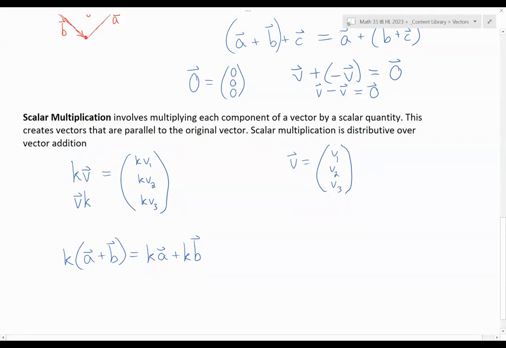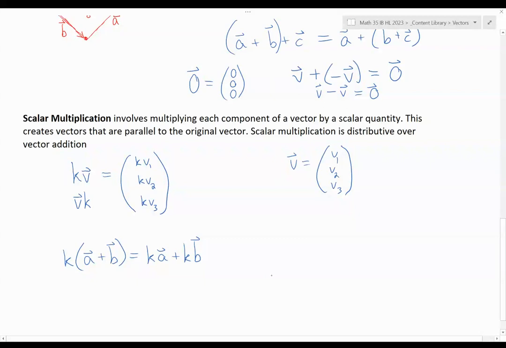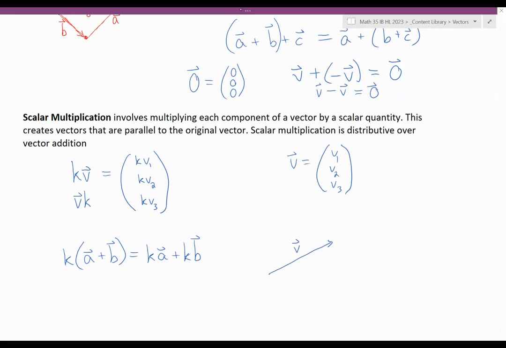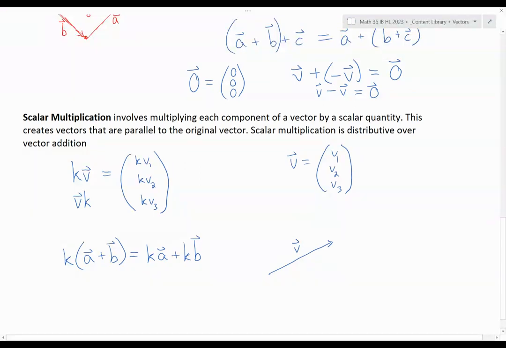Scalar multiplication creates vectors that are parallel to the original vector. So if, for example, this is my vector v, then multiplying that by a scalar that is bigger than 1 might turn it into a longer vector, for example, where this could be kv, but it is still going in the same direction. Parallel for vectors could mean they're right on top of each other, because with vectors, we're less concerned about actual position. We're more worried about length and direction.